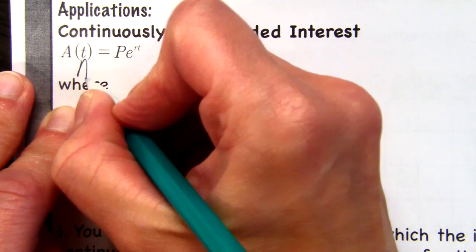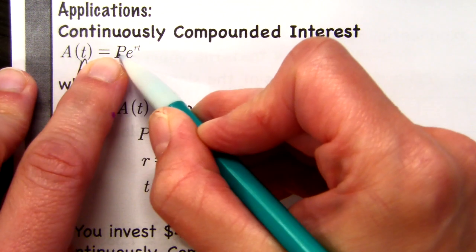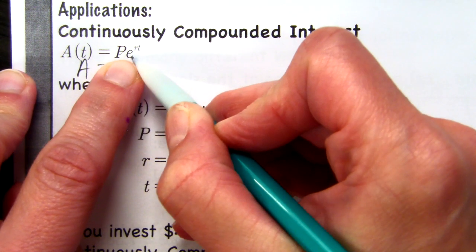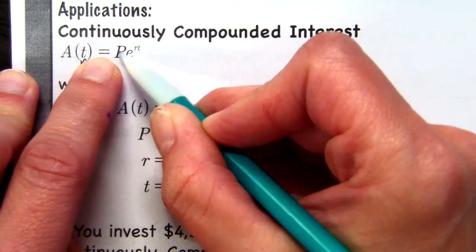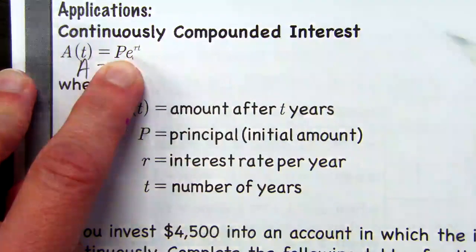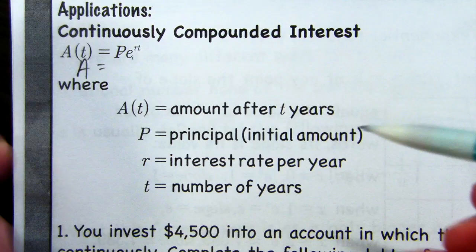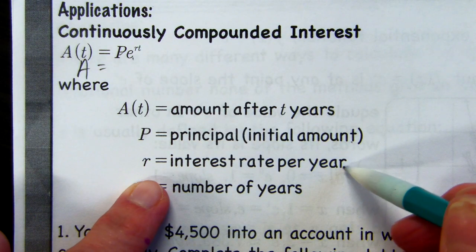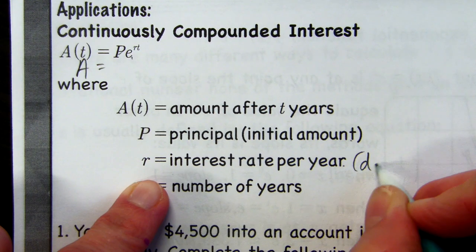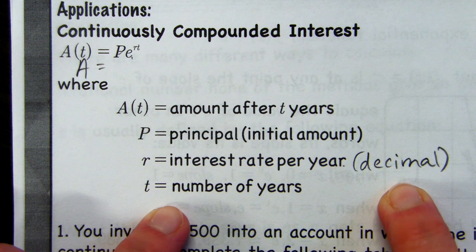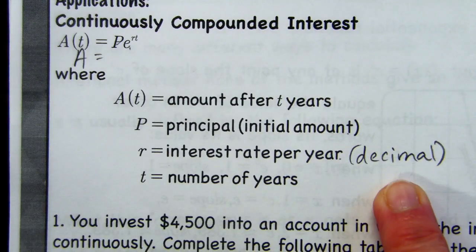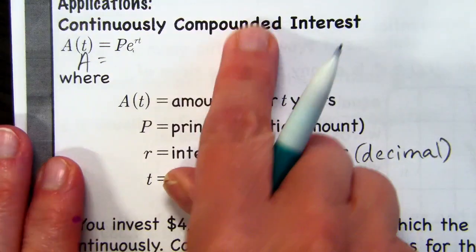You can just call it A if you want to. It's your principal times our number e to the RT power. So I call it PERT, P times e to the RT. But you have to remember the RT is in a power. So principal is there. R is still our interest rate per year, and we're still going to put it in as a decimal. So we might want to make a note, decimal. And t is still the number of years. But this is if we are continuously compounding.